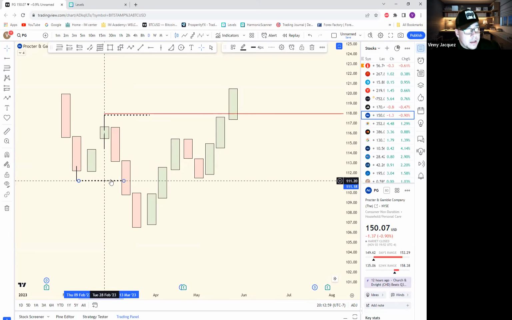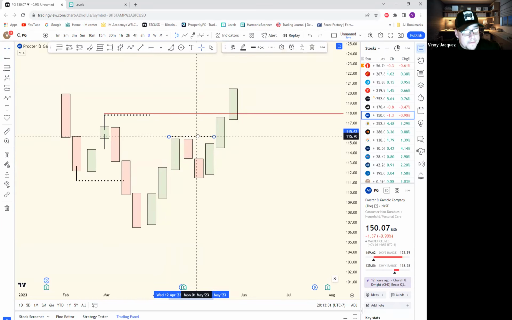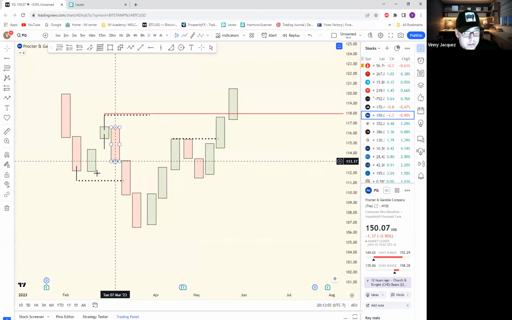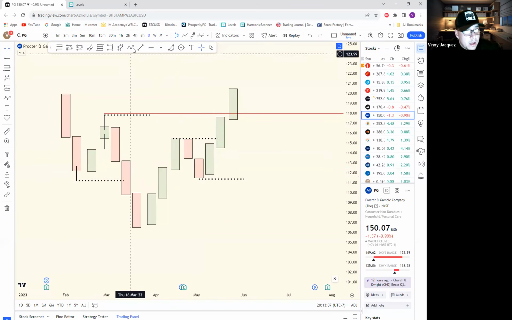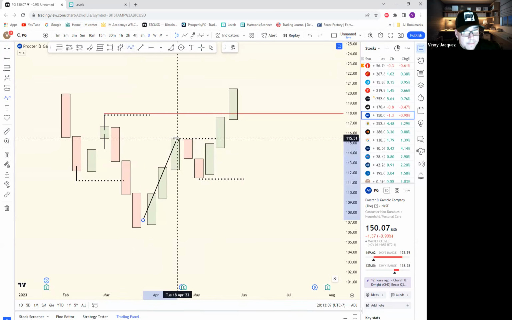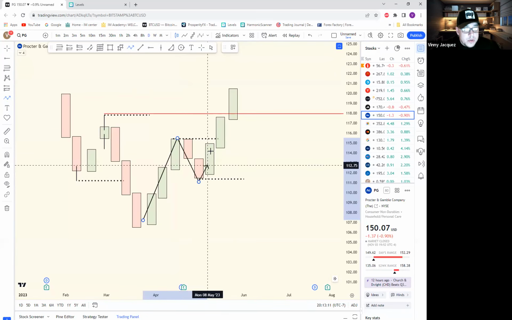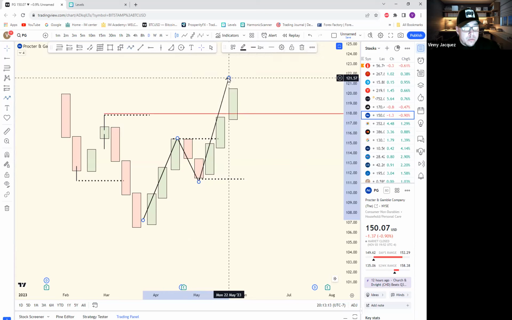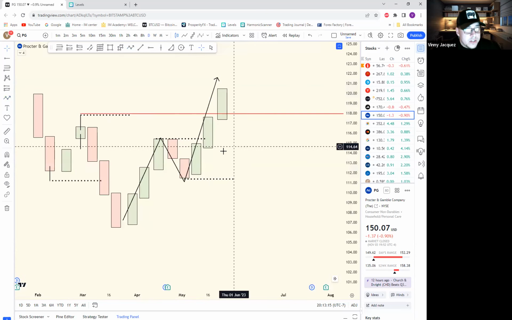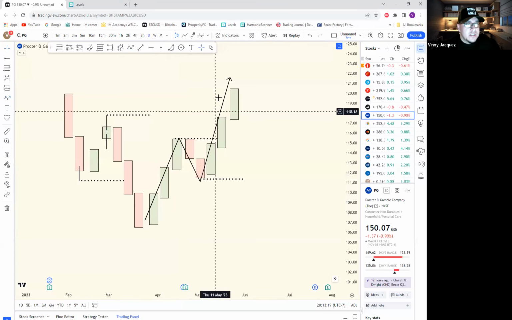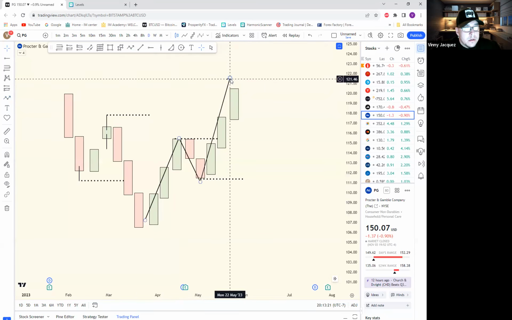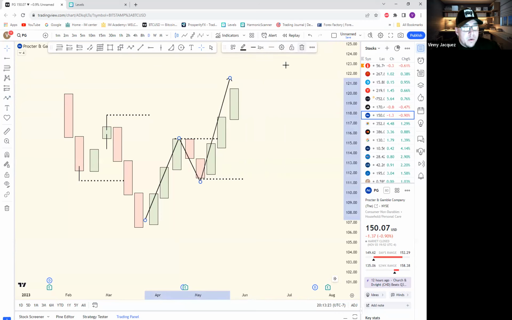Now, again, this indicator is going to find pullbacks for you guys. It's going to find your higher highs and higher lows. So once you get that breakout, boom. What just happened, guys? Let's delete this as well. What just happened? Can anybody see the pattern that we're looking at here?